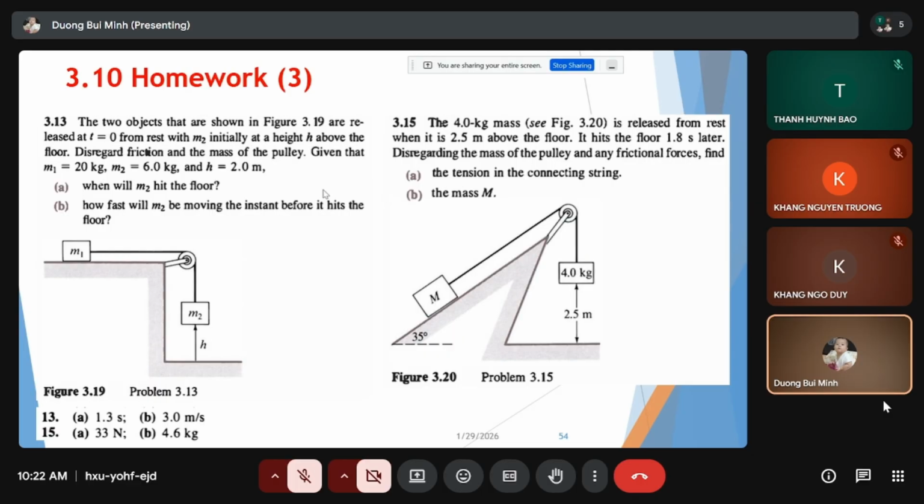Right? So here we analyze object one. This one is object one, and this one is object two, right? So for object one, we only consider x-axis, y-axis components. Now, so you get mg. mg means 4 g's, right? 4 g's.